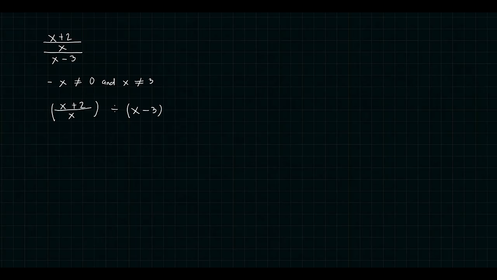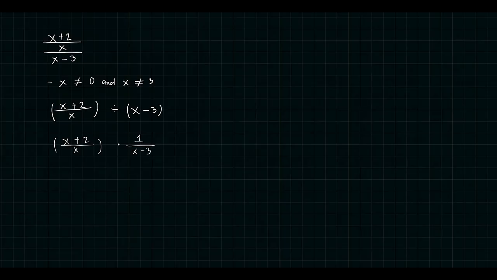Next, we rewrite the expression. The given complex fraction means (x plus 2) over x divided by (x minus 3). Next, we apply property number 1. This property tells us that dividing by an expression is the same as multiplying by its reciprocal. Therefore, instead of dividing by x minus 3, we multiply by 1 over (x minus 3).